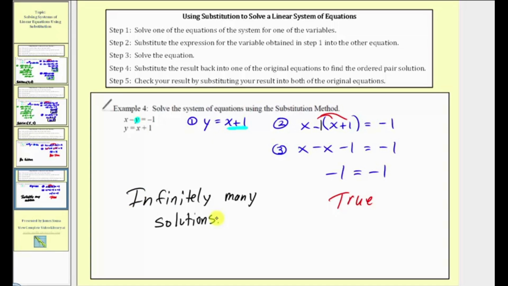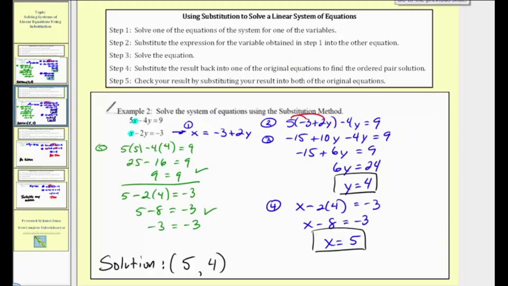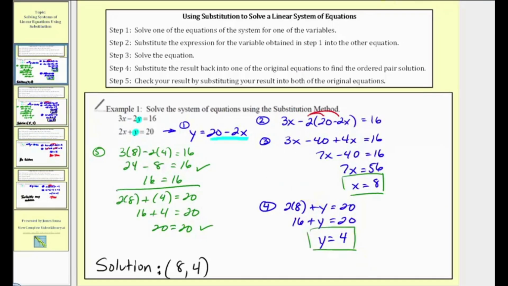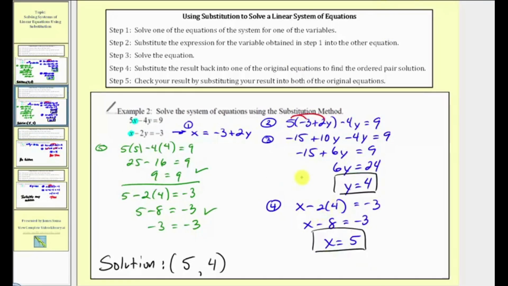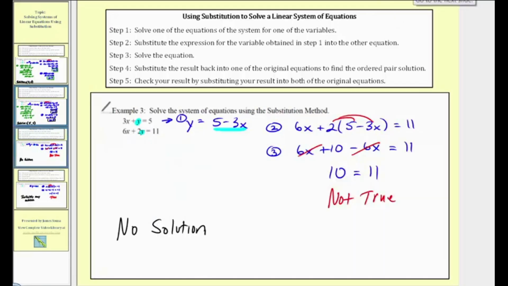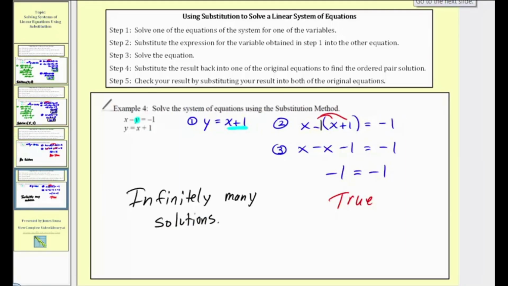So in this lesson, we saw all three types of systems of linear equations. It's possible to have one solution, like example 1 and example 2. It's possible to have no solution, like example 3. And it's also possible to have infinitely many solutions, like we see here in example 4.